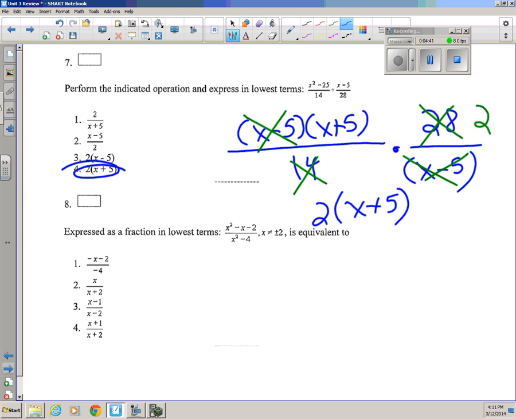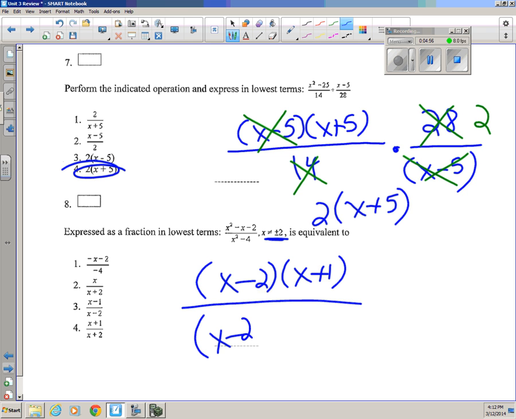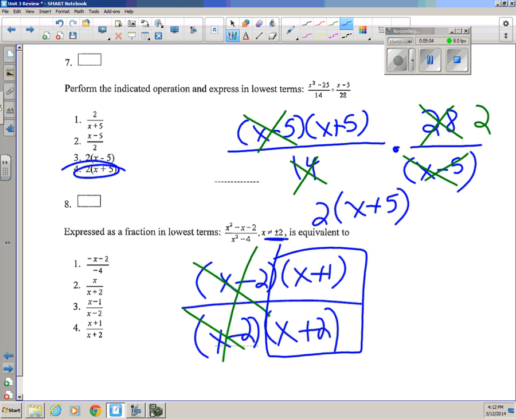Expressed as a fraction in lowest terms, x cannot be equal to 2 or negative 2. They're just showing you the restrictions here, so we don't need to worry about anything. But the numerator factors as x minus 2, x plus 1. The denominator is x minus 2, x plus 2. These guys go away. Final answer is right here, which happens to be choice 4, x plus 1 over x plus 2.